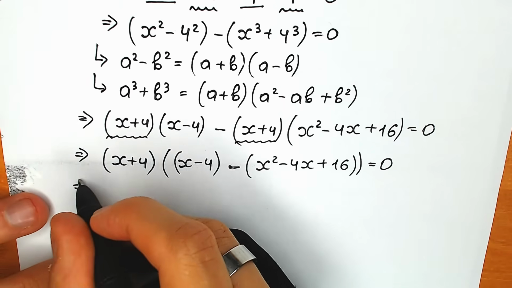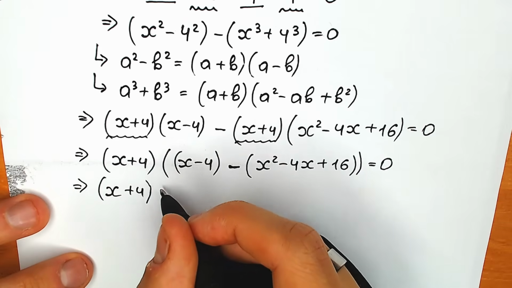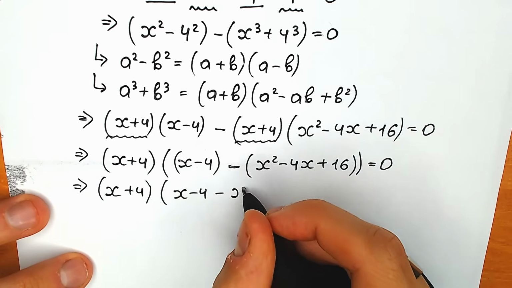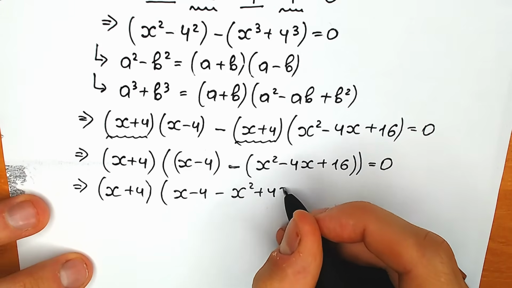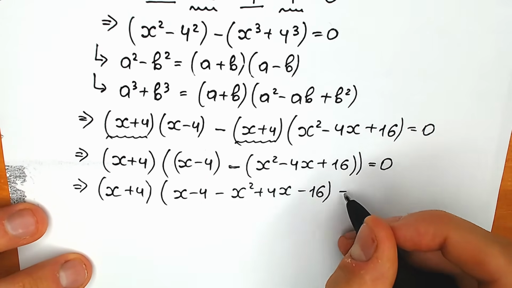So let's do it. So we have (x plus 4) times, what do we have right here? (x minus 4) minus x squared plus 4x minus 16, minus 16 is equal to 0.